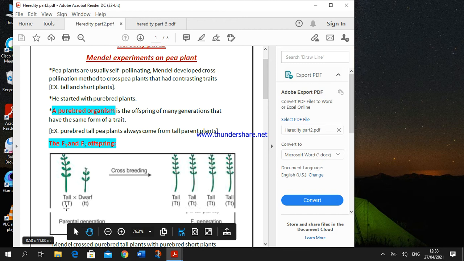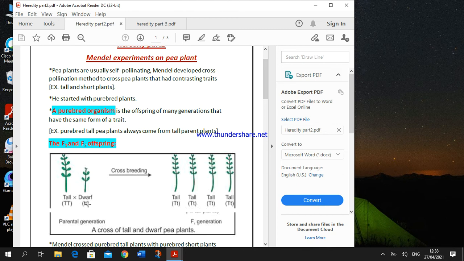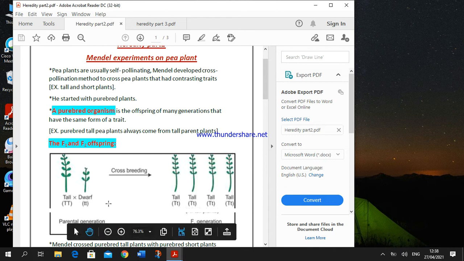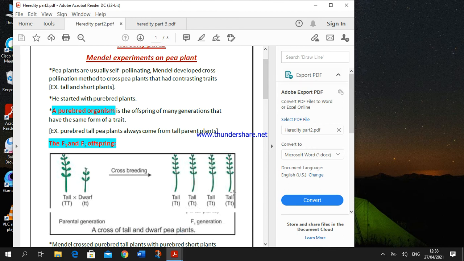Mendel crossed a tall pea plant with a dwarf or short pea plant. This is known as the parental generation. The resulting offspring are the first filial, or F1 generation, where the word filial comes from filia or filius in Latin, meaning daughter and son. The result surprised Mendel.